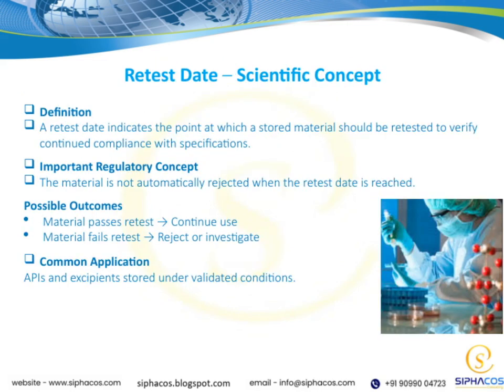Let's talk about the retest date, a key scientific concept in quality control. It marks the moment when stored material needs to be checked again to make sure it still meets all the required standards. Reaching this date doesn't mean the material is automatically rejected. Instead, it's retested. If it passes, great, we keep using it. If it fails, then we either reject it or dig deeper to understand why. This process is especially common with APIs and excipients stored under validated conditions.